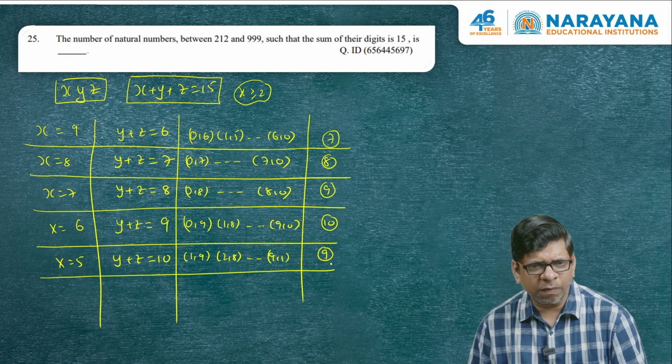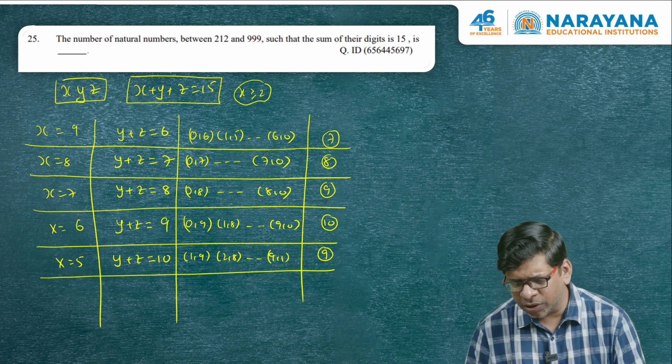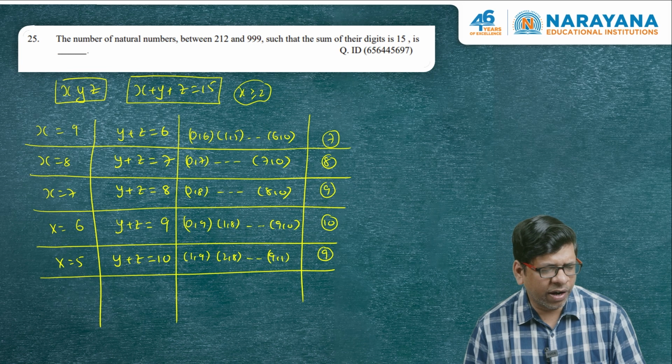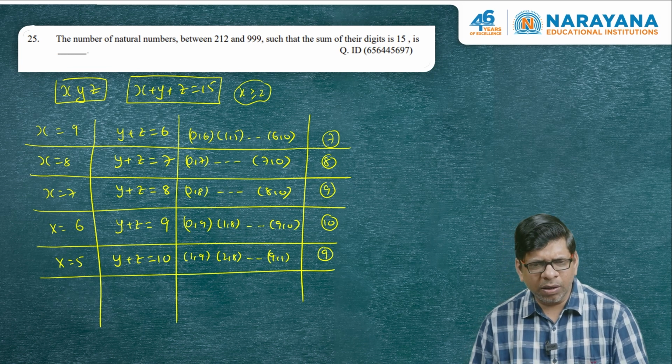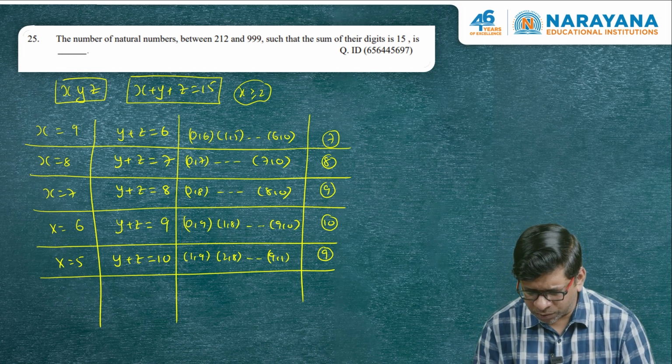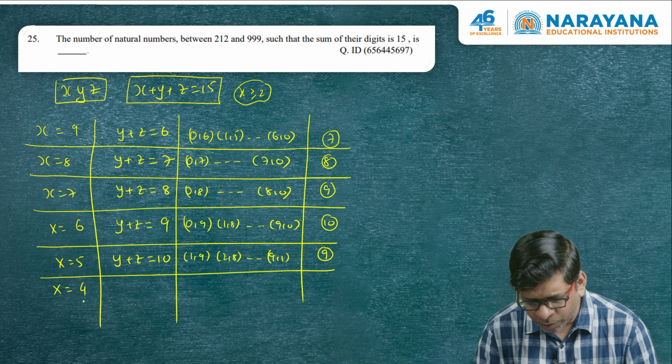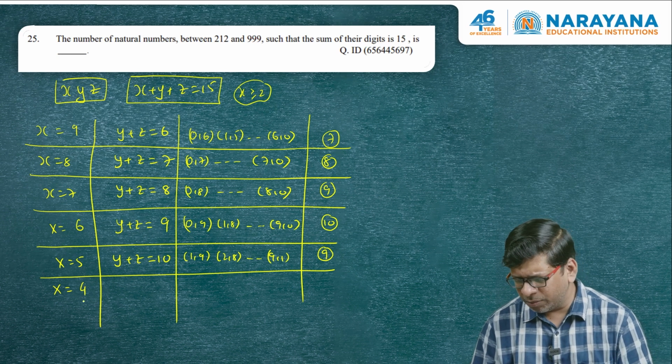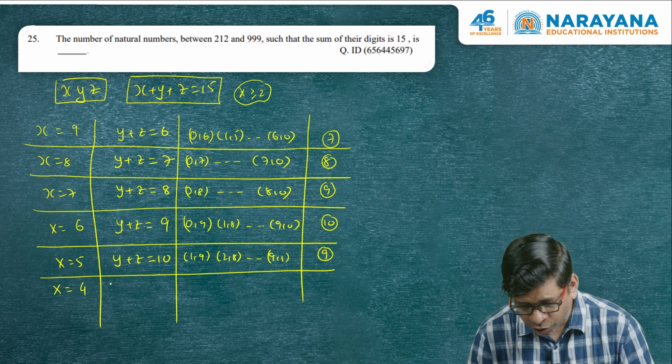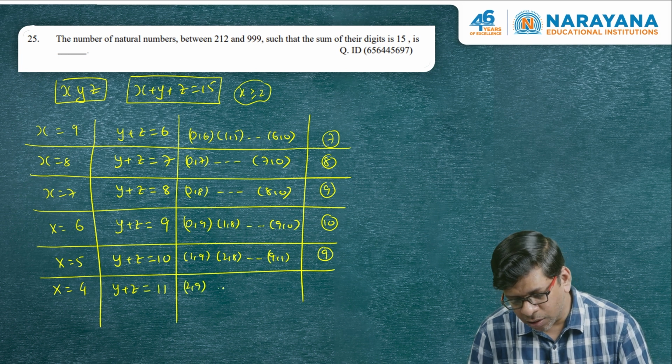There are different approaches also. We can use linear equations. We can use the multinomial theorem also. But counting is very easy for this question. If you go with multinomial or some other process, it will take a lot of time. X equals 4 means now you need y plus z to be 11. Now it will start from 2, 9 till 9, 2. There are 8 such.